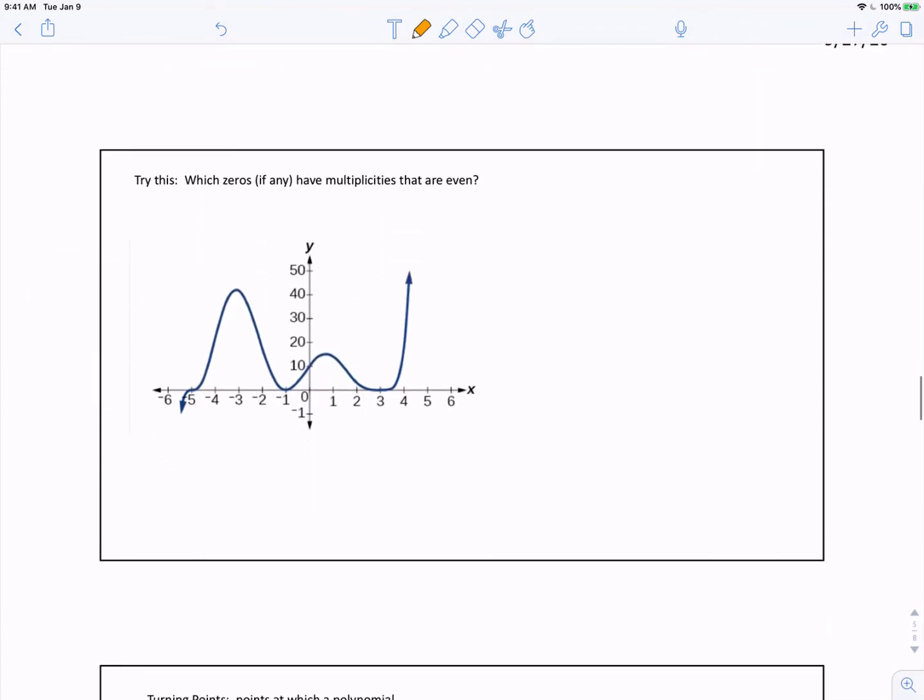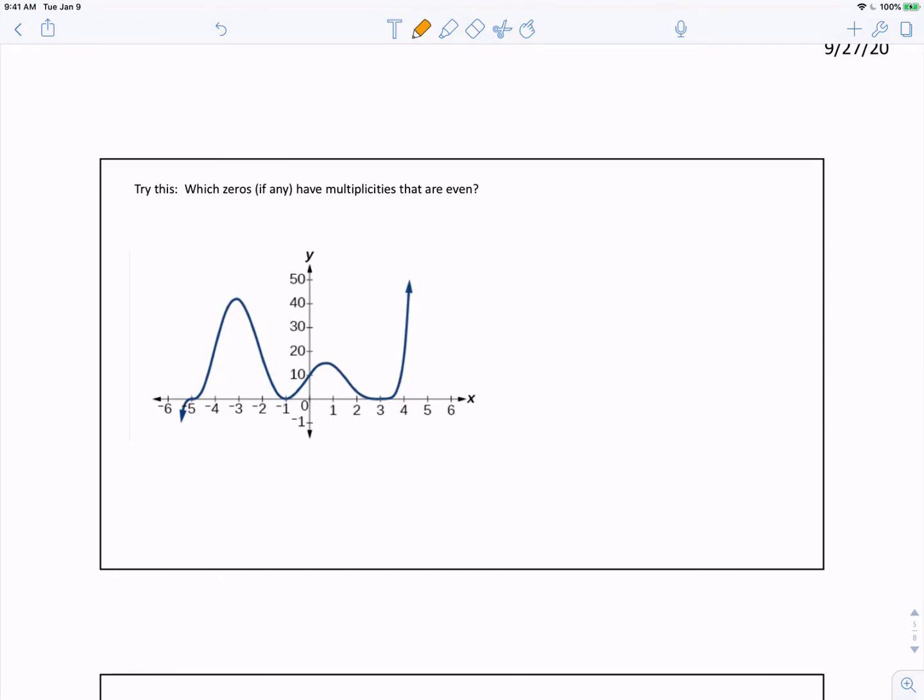Here, why don't you try this one? Which zeros, if any, have multiplicities that are even? So let me highlight the zeros for you. There's a zero at 5, a zero at 1, and a zero at 3. So which of those, if any, have multiplicities that are even?